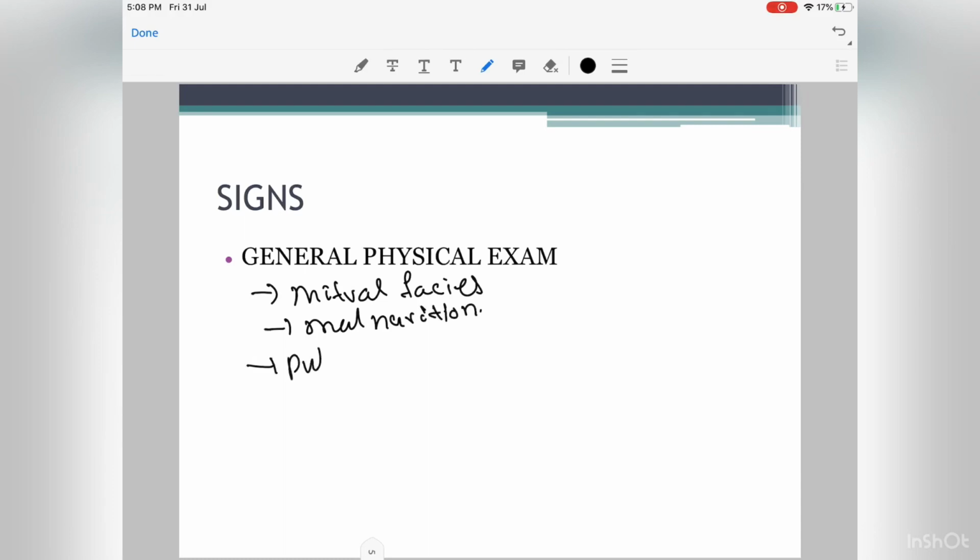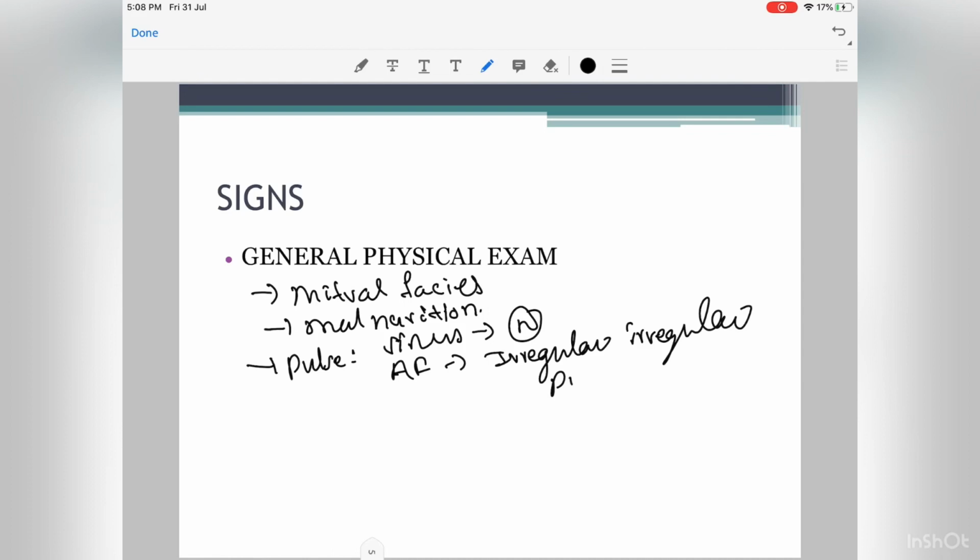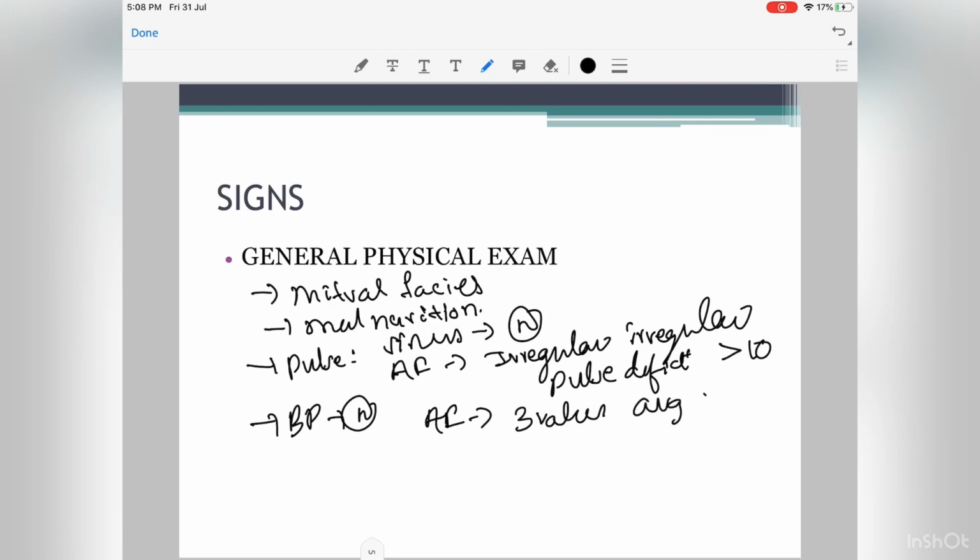On pulse, if the patient is in sinus rhythm, the pulse is normal. If the patient has AF, then there is irregularly irregular rhythm with pulse deficit. Now pulse deficit is generally more than 10. Blood pressure is usually normal. If AF is present, then 3 values are taken, an average of 3. Apart from that, if there is right ventricular failure, then there is pedal edema and right hypochondriac tenderness.